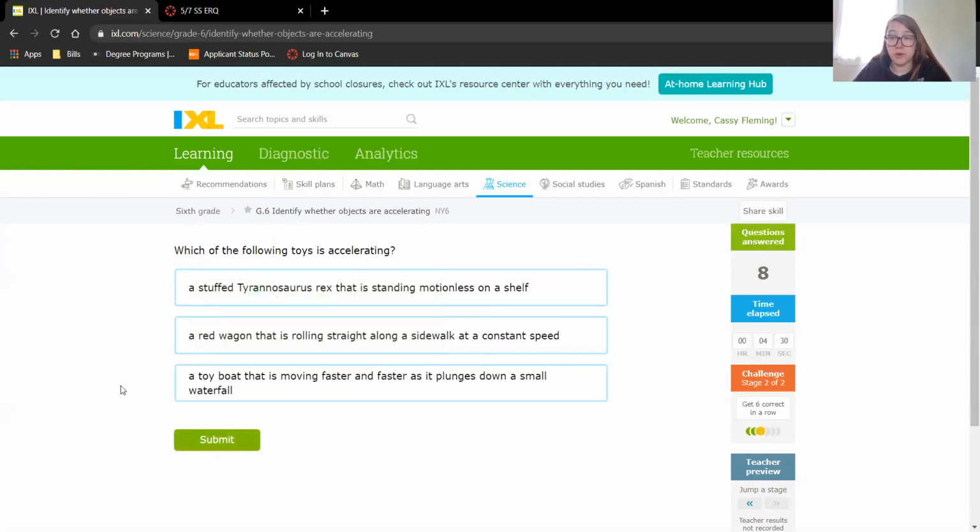Which of the following toys is accelerating? A stuffed Tyrannosaurus Rex that is standing motionless on a shelf, a red wagon that is rolling straight along a sidewalk at a constant speed, or a toy boat that is moving faster and faster as it plunges down a small waterfall. The first two, the objects are staying still or not changing speed. So that leaves us with the third choice where it says it's going faster and faster, it's accelerating.